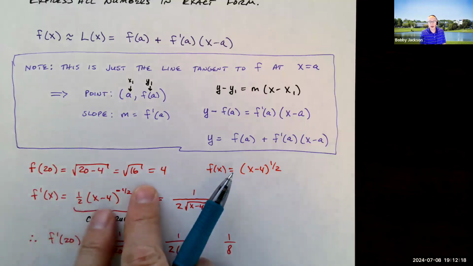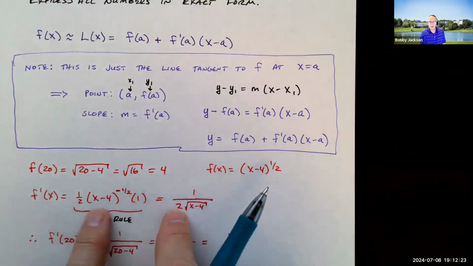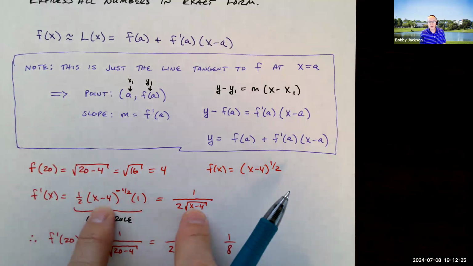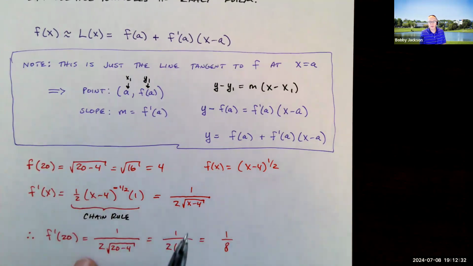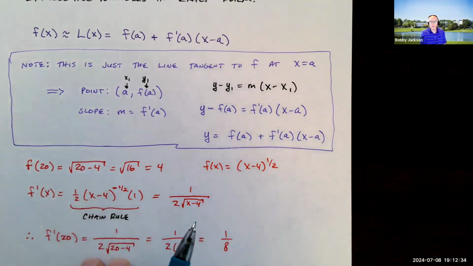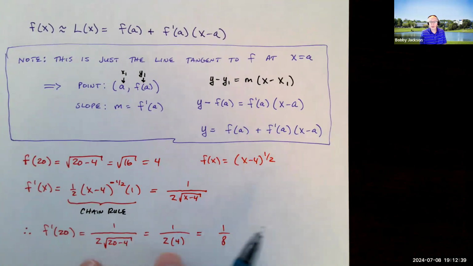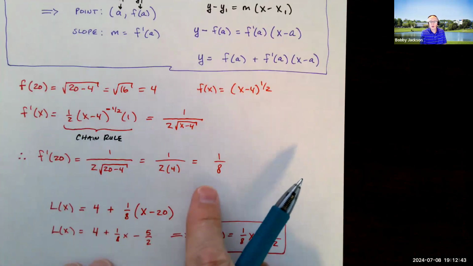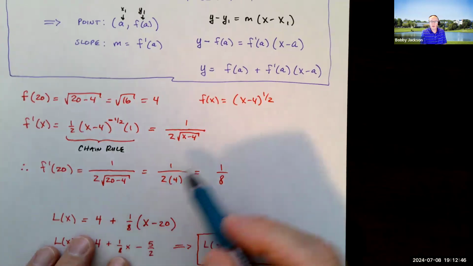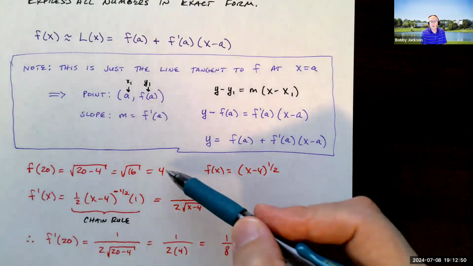So it doesn't really change much. It's just 1/2 times this, which I can rewrite as 1 divided by 2 times x minus 4 to the positive 1/2 down here, which is the same thing as the square root of x minus 4. So there's my derivative. I'm supposed to evaluate it at 20. When I plug in 20, I get the square root of 16, or 4, and that gives me 1/8. So f of a is 4, f of 20 is 4.